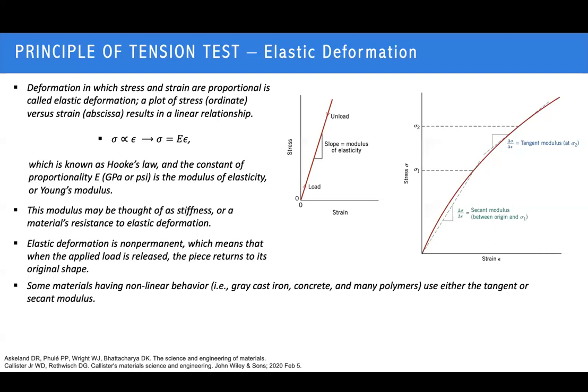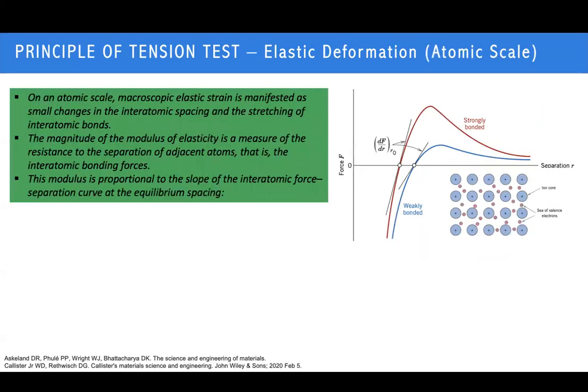For example, gray cast iron, concrete, and many polymers don't have proportionality between stress and strain. So we need to use either the tangent or secant modulus to find the modulus of elasticity in this non-linear behavior of material. Okay, so on the atomic scale, what's going to happen during elastic deformation?